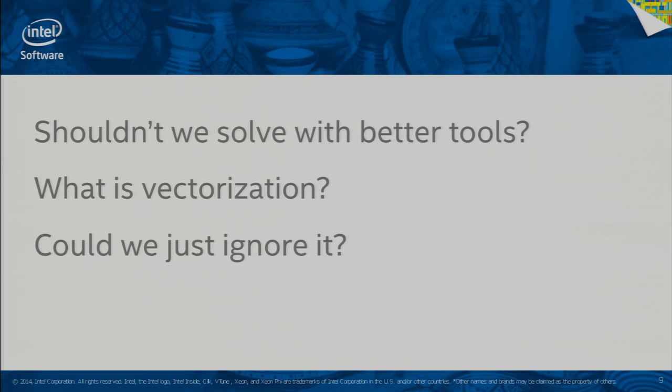So some people say, can't we just solve this? Can't the compiler just do it for me automatically and so on? And the answer is no. And I'll try to make a case for that. Of course, should you just ignore it? I think don't ignore vectorization.